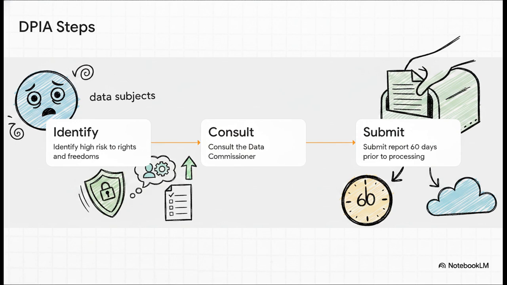Now, let's say you're planning a massive new processing operation, maybe rolling out a brand new software platform or a big data collection initiative. If that project is likely to result in a high risk to the rights and freedoms of data subjects, Section 31 says you've got to do a Data Protection Impact Assessment, or a DPIA. You basically have to systematically describe the processing, assess the risks, and plan out your safeguards. If your assessment confirms, yes, this is higher risk, you are required to consult the data commissioner and submit your report a full 60 days before you actually process any data. That's a major operational timeline hurdle you've got to plan for.